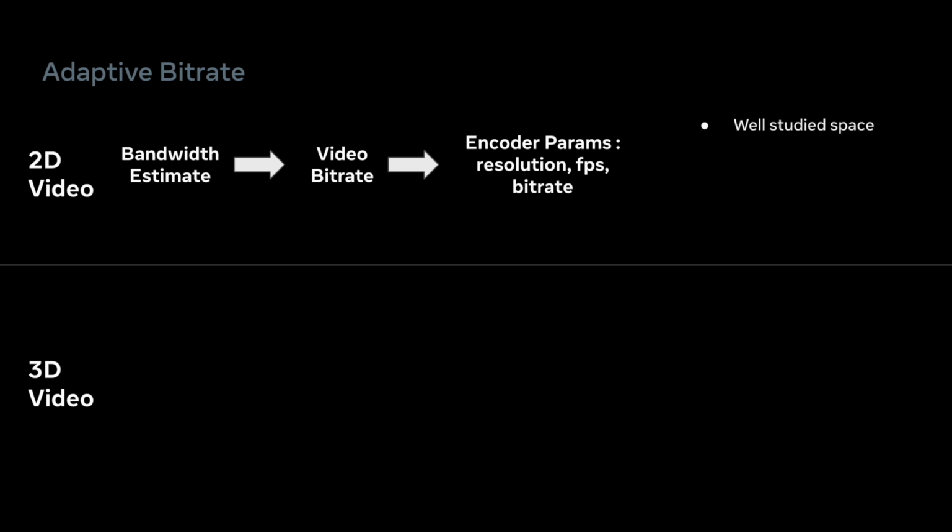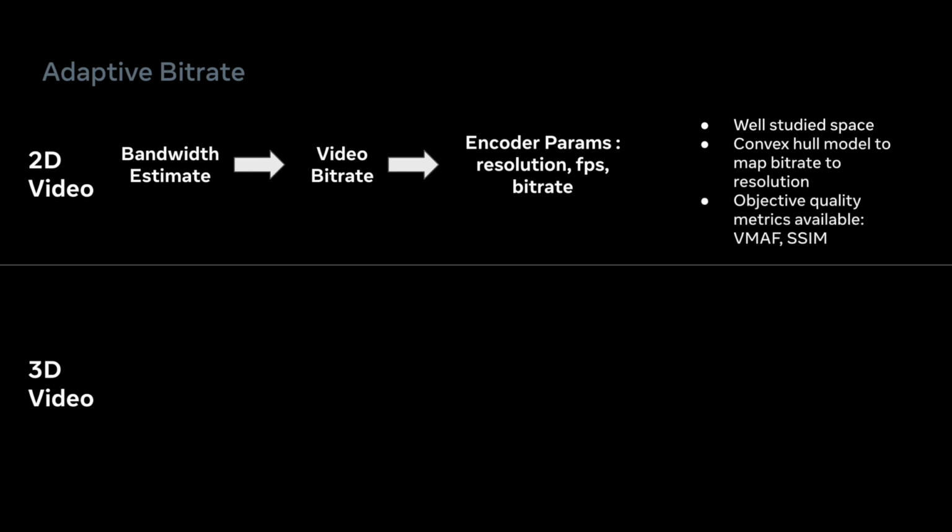This is a very well-studied space. You have models such as the convex hull model to map bitrate to resolution. And you also have several visual quality metrics available, such as VMAF and SSIM, which can help you optimize your ABR algorithm.